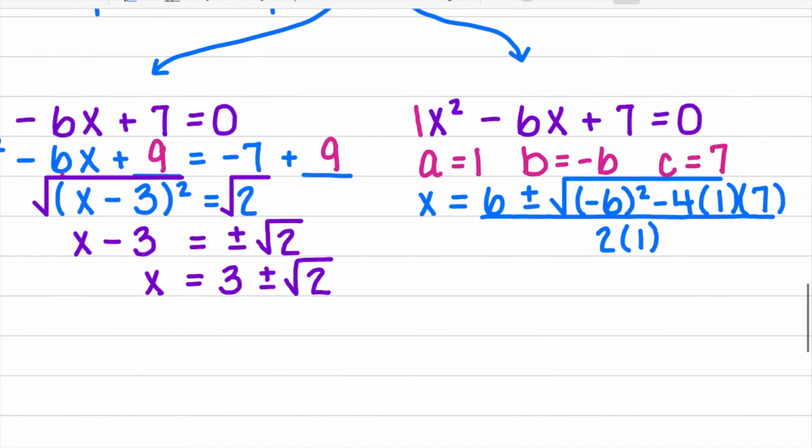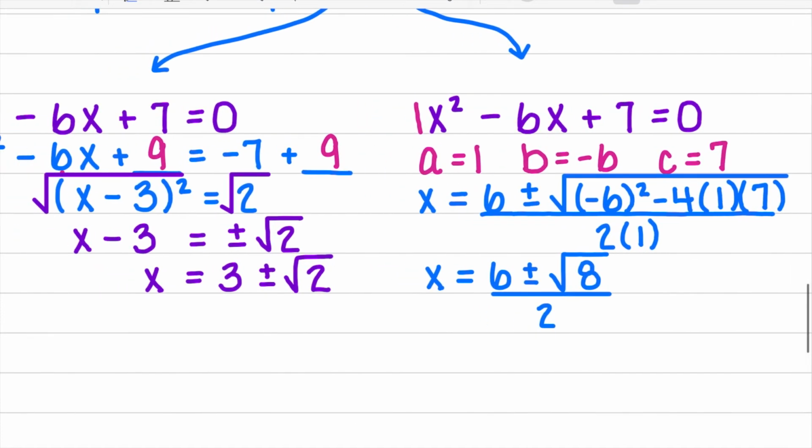Okay, so then we're going to simplify. So we have x equals 6 plus or minus, I'll deal with the radical in a second, and it's over 2. So what we have is 36 under the radical minus 28. So that's going to just give you 8. Now remember at this point you have to simplify the radical 8.